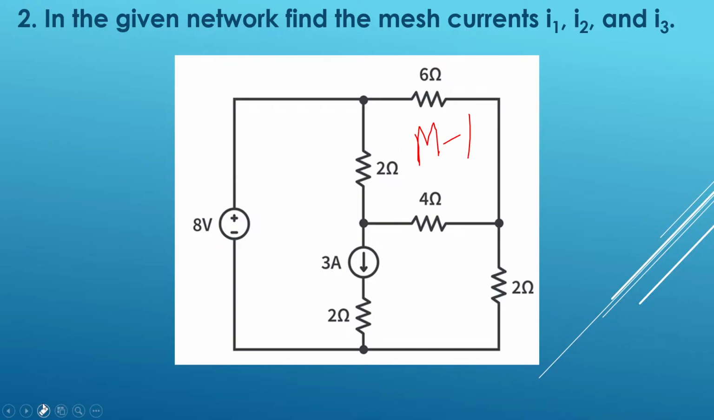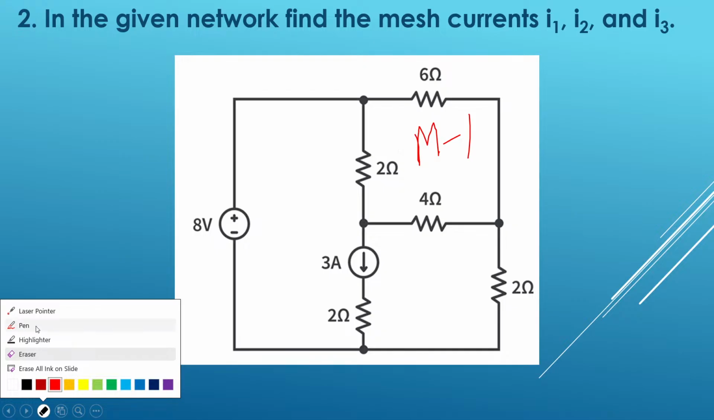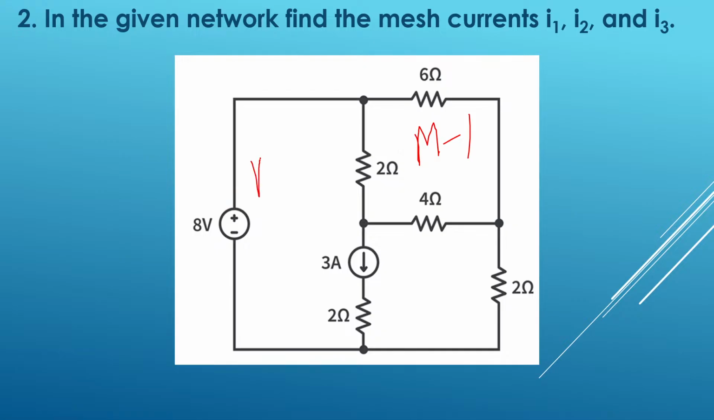Okay, notations and assumptions: if any assumption is needed, you can assume anything. There is no particular sequence that is to be followed. You can give any notation to any mesh, so any of these three can be your mesh 1, mesh 2, and mesh 3. Total 3 meshes are there.